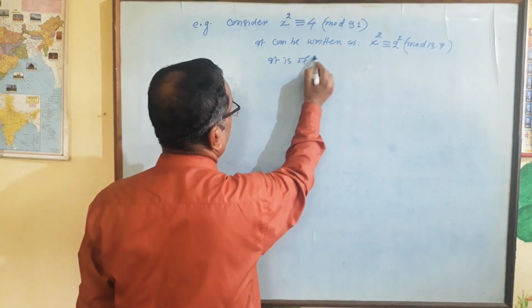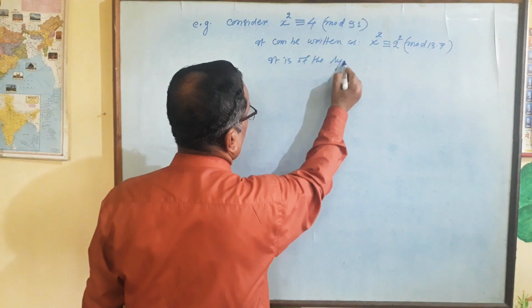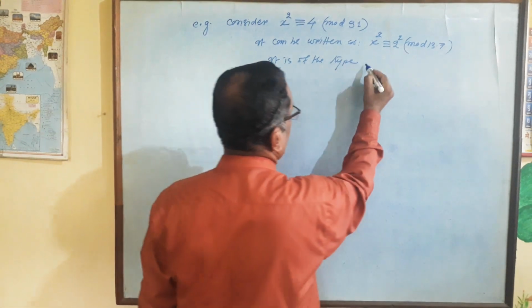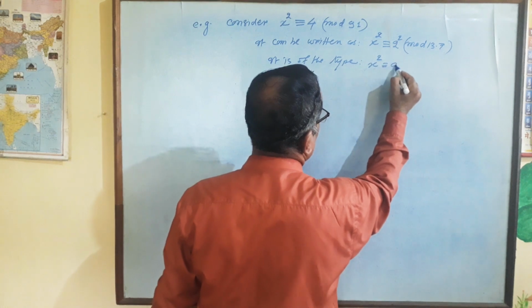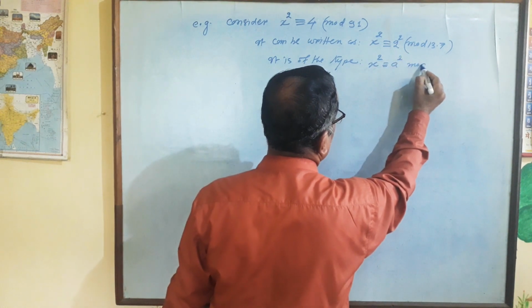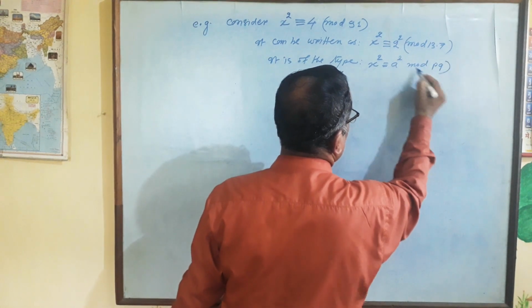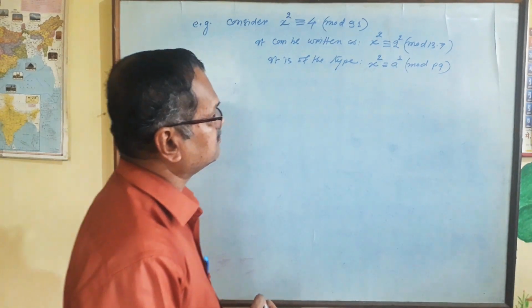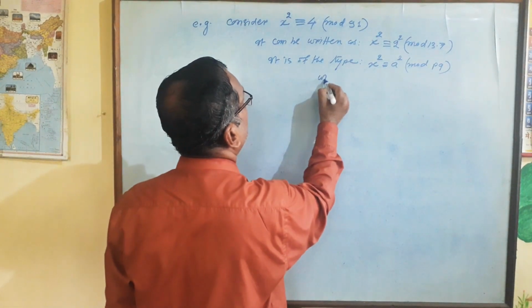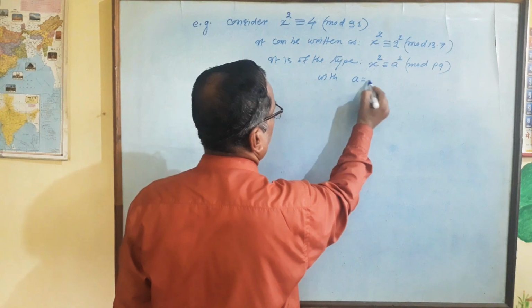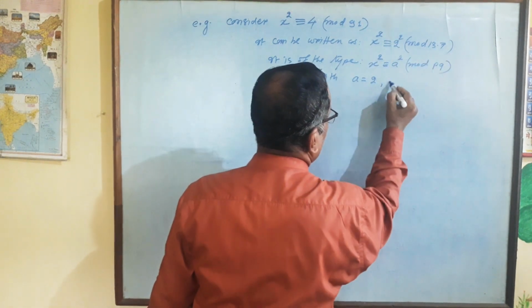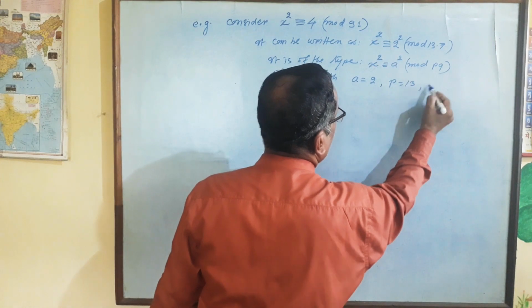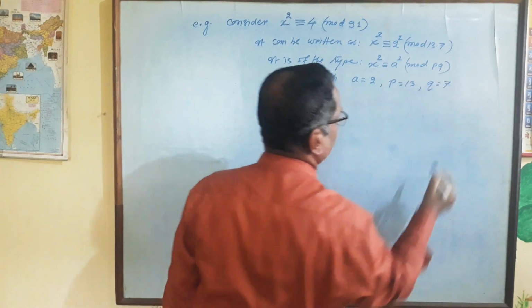It is of the type, what type? x square congruent to a square mod pq, with what is the value of a? Compare the two. a is equal to 2. Compare here, p equal to 13 and q equal to 7.